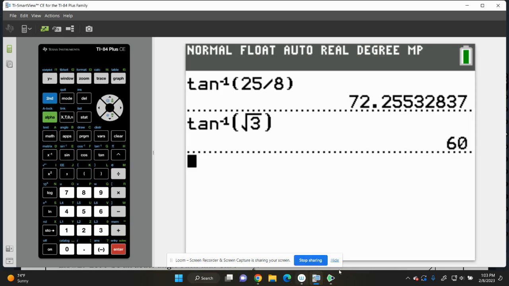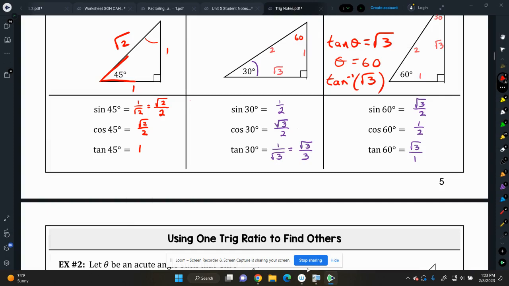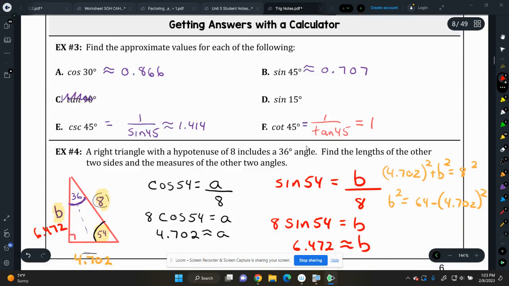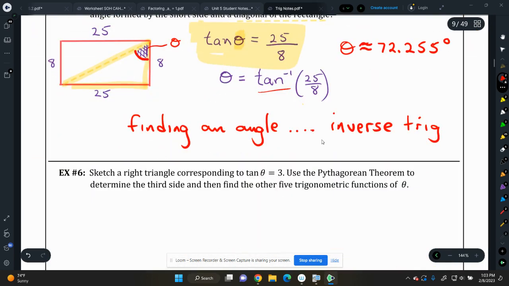So inverse functions are used to figure out the angle. We're trying to solve for the angle. When are the inverse functions used? When we're solving for the angle.